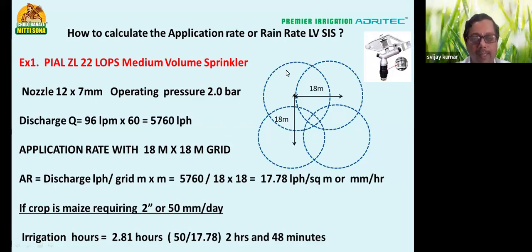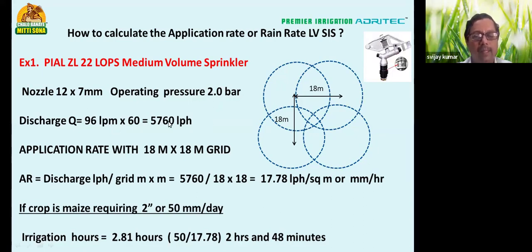So I'm showing you diagrammatically, in the circle form, how these sprinklers are going to get overlapped like this. And I'm assuming an operating pressure, that you are having a pressure of at least 2 bar over there in the field. The discharge of each of the sprinklers is around 96 liters per minute. I will have to convert it to liters per hour, because all my calculations to calculate the application rate will be in liters per hour. So how do you calculate? Liters per minute into 60 will give me liters per hour.